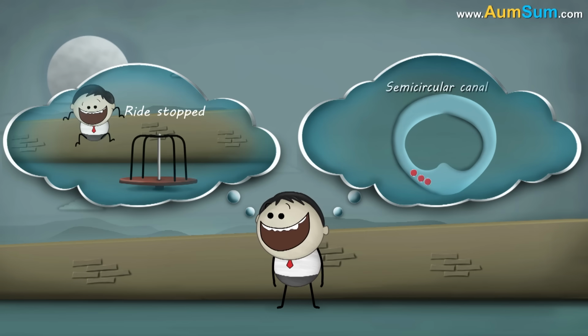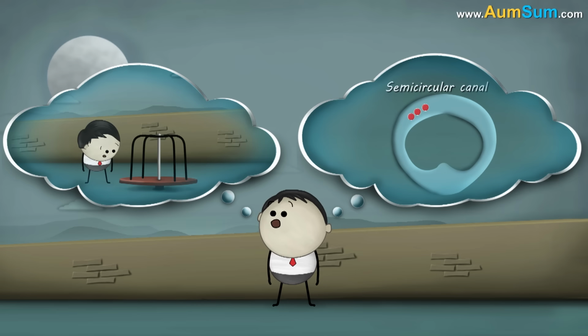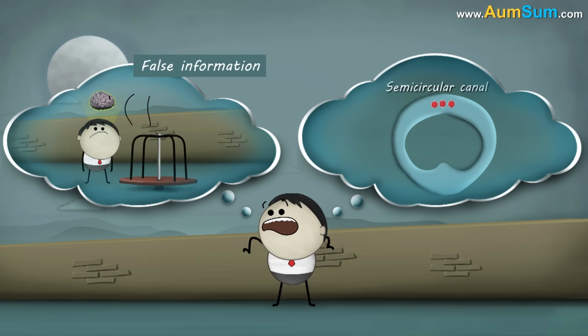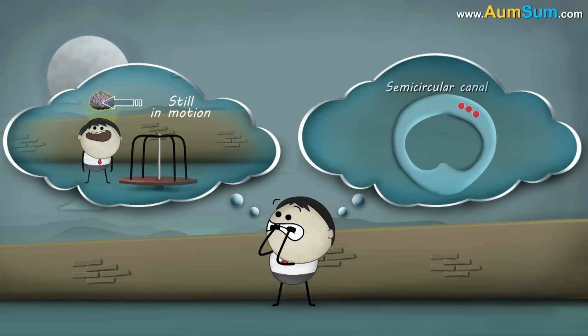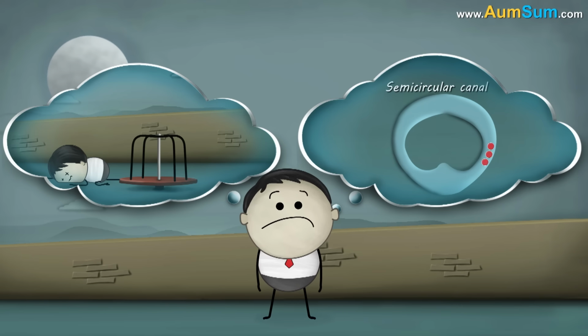However, when the ride stopped and you got down from the ride, the fluid was still in motion due to inertia. Hence, even though you were not moving, the moving fluid gave your brain false information telling you that you are still in motion. Thus, you were not able to maintain your balance.